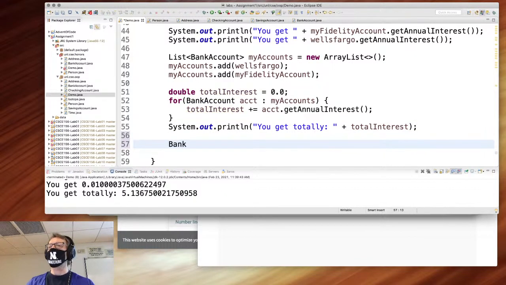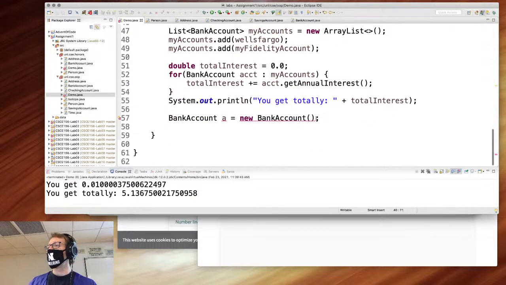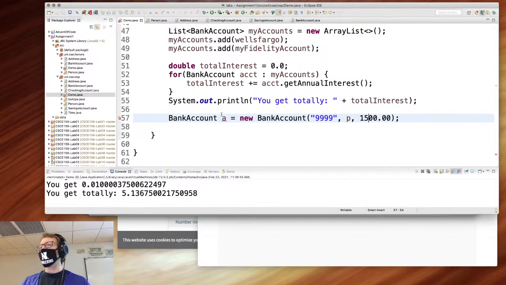I can make a bank account. A generic bank account, A, is equal to new bank account, providing, say, 4444. I'll just give it a different account number, I should say. Let's go ahead and create a generic bank account, 9999, of $1,500. And I can't use A here. I'll use BA, bank account. Right. Should I be allowed to do this?